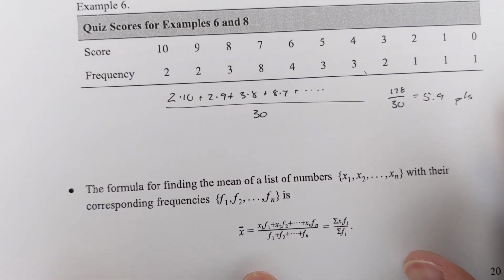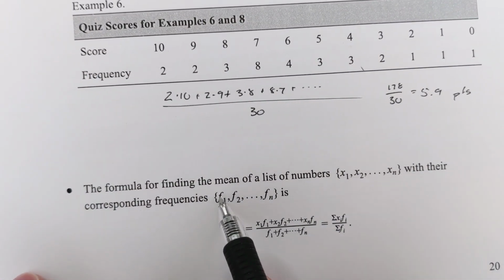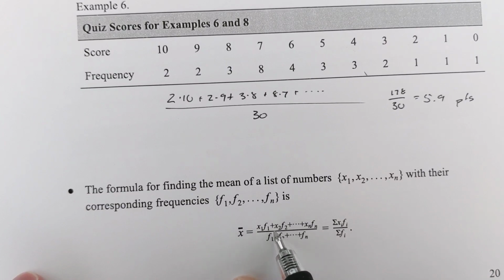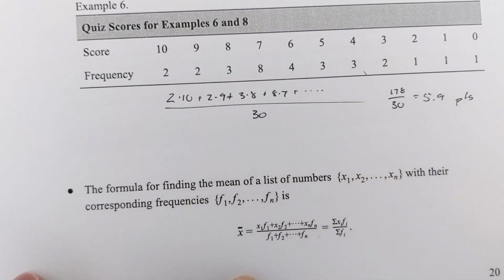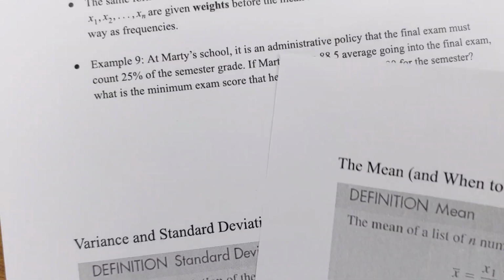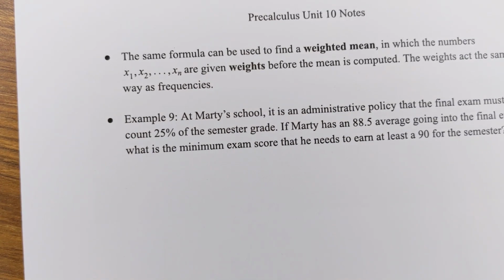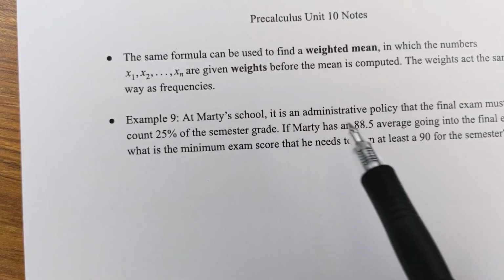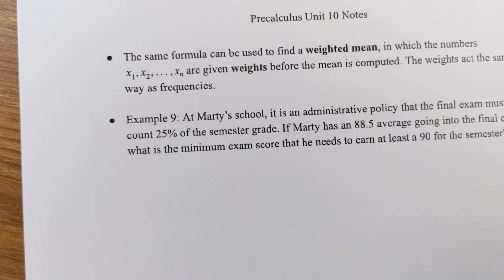Which is the formula I just did here. The formula for finding the mean of a list of numbers, given their frequencies, is number times frequency plus number times frequency. This x bar means the average, and then you divide by the total of all the frequencies. So how many measurements you make. Okay, now the same formula can be used to find a weighted mean, which is given weights, like the weighted grades, things like that.